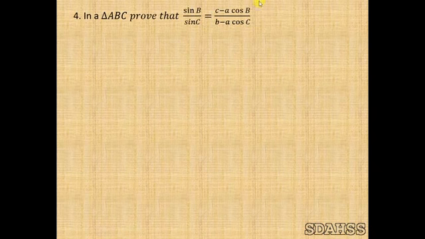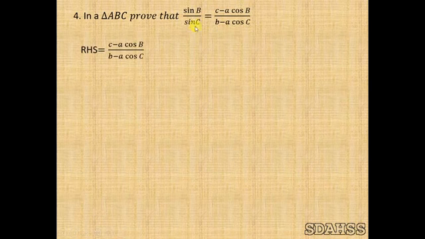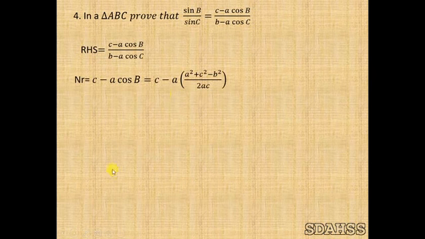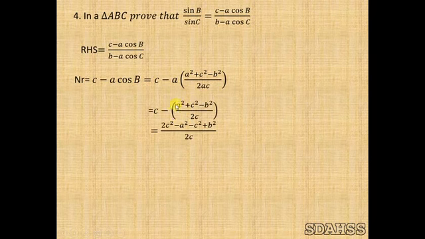Fourth sum. In a triangle ABC, prove that a sin B by sin C is equal to C minus A cos B divided by B minus A cos C. Consider the RHS, that is C minus A cos B divided by B minus A cos C. Consider the numerator, C minus A cos B. This is equal to C minus A. Apply the cosine formula. Cos B is equal to A square plus C square minus B square divided by 2AC. A cancels. So you have C minus A square plus C square minus B square by 2C.